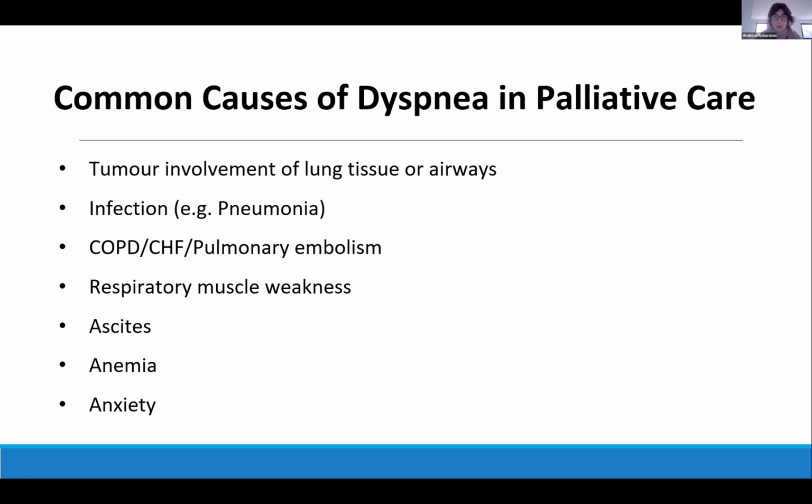So we've got here some common causes of breathlessness in palliative care. Cancer diagnosis is one of the global leading causes in adults of the need for palliative care. And if you have tumours in the lung tissue or the airways, it can cause breathlessness. So that will be a common presentation of breathlessness in all settings. Infection, such as pneumonia: we know patients needing palliative care are more susceptible to infections and pneumonia. So this may also be a cause. It's also a common cause.